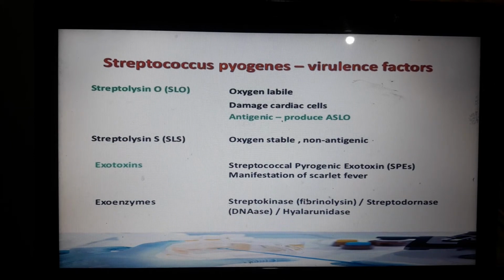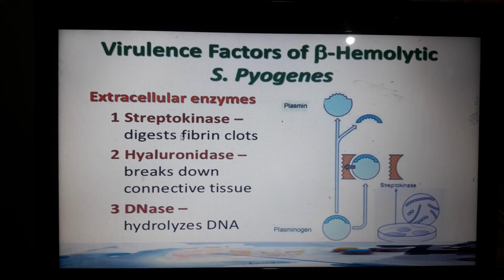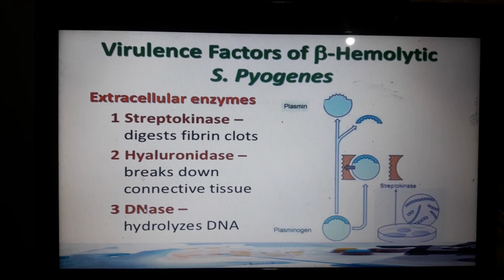Exoenzymes include streptokinase, fibrinolysin, and streptodornase, or DNase. This enzyme is involved in the hydrolysis of DNA, and hyaluronidase is for the hydrolysis of hyaluronic acid or even the connective tissues. Streptokinase digests fibrin clots, because fibrin formation is initiated from fibrinogen. Hyaluronidase breaks down connective tissues, and DNase hydrolyzes the DNA structure.